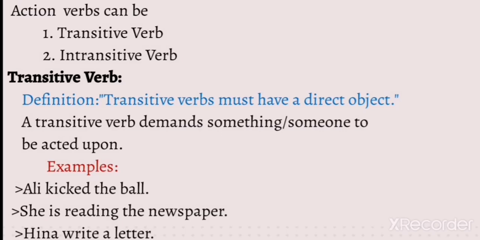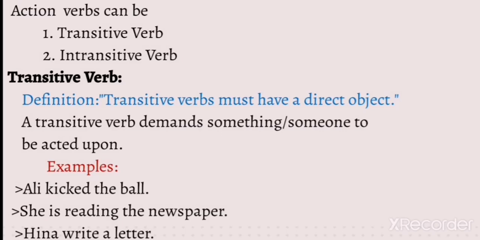Dear student, there are two types of action verb. We further divide action verb as transitive verb and intransitive verb. एक्शन वर्ब जो है उसको हम ट्रांजिटिव और इनट्रांजिटिव वर्ब में फर्दर डिवाइड करते हैं. So what is transitive verb and what is intransitive verb?